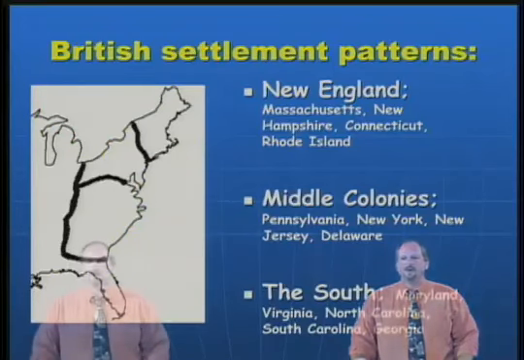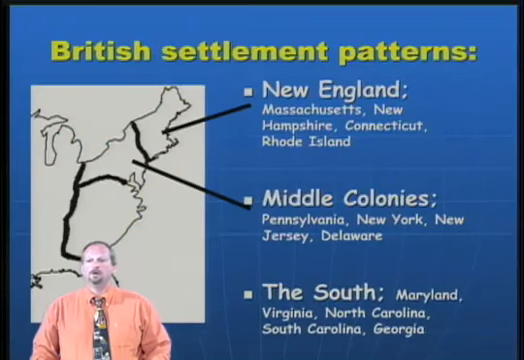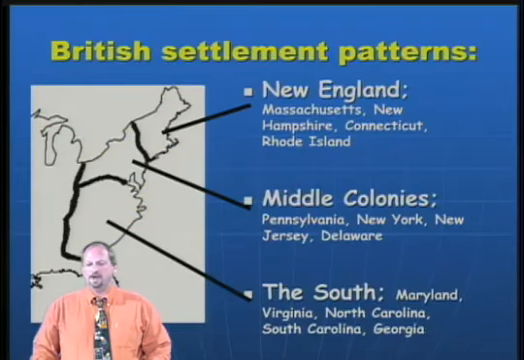When it came to the British settlement patterns, the British settled in New England, which was Massachusetts, New Hampshire, Connecticut, and Rhode Island. The middle colonies, Pennsylvania, New York, New Jersey, and Delaware. And then there were the southern colonies, which included Maryland, Virginia, North and South Carolina, and Georgia.